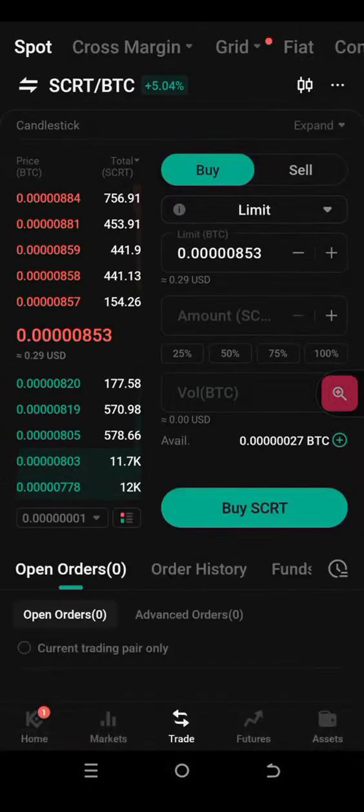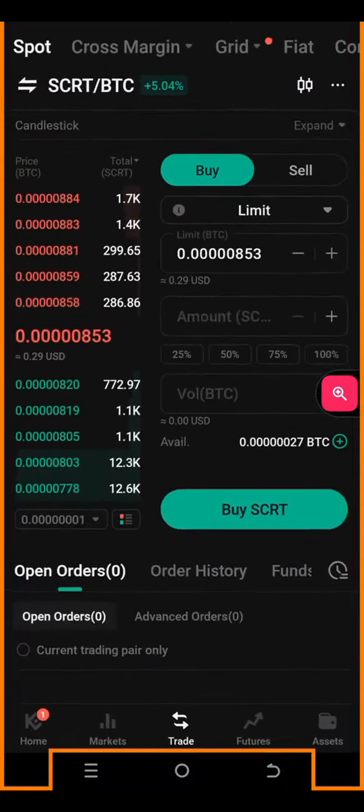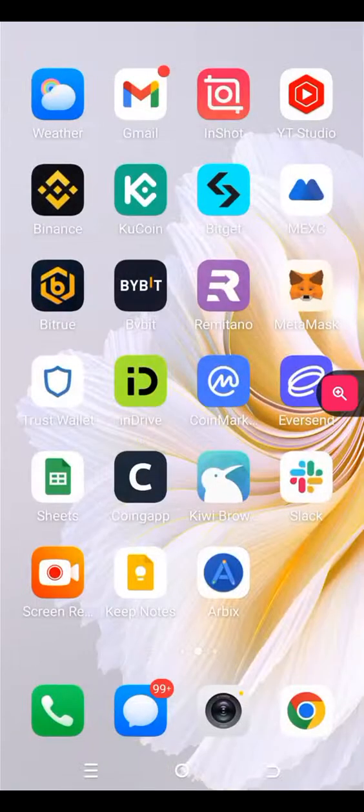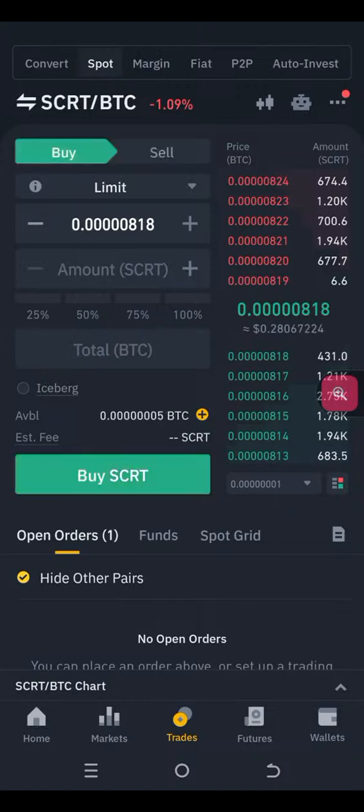So we're going to first of all check. Now look at the price we have here: 0.0005853. Look at the price, 853. Let's go check. You can see it here. It's 818. So that means there's actually a big gully, right? So first of all, we don't even have BTC, so we have to buy BTC.